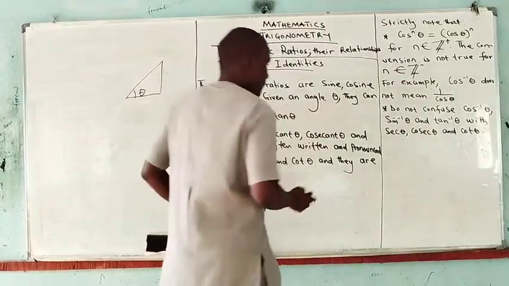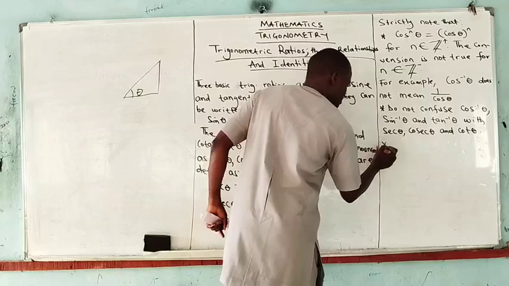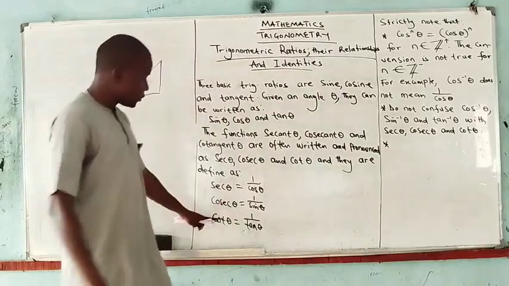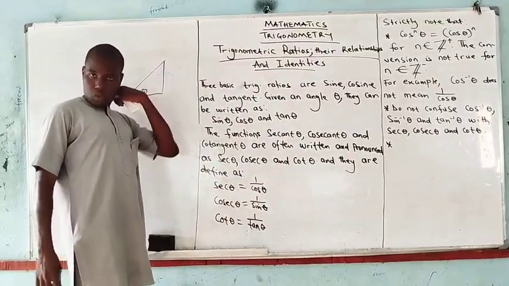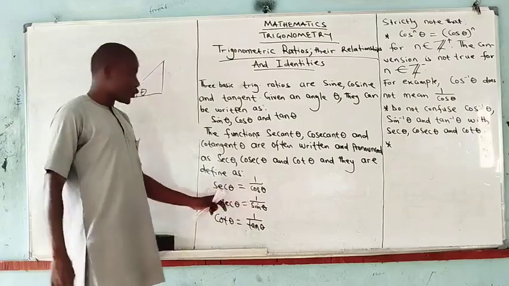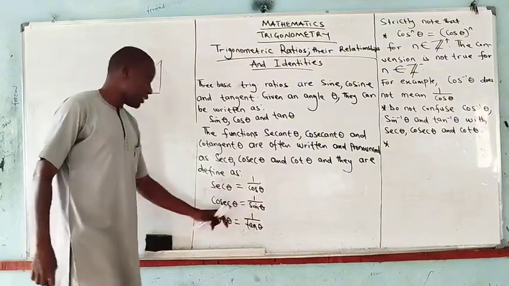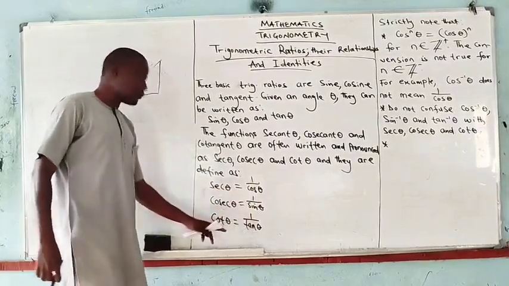Is this the only relationship between these trigonometric ratios? No. So cos can produce sec, sine can produce cosec, and tan can produce cot.